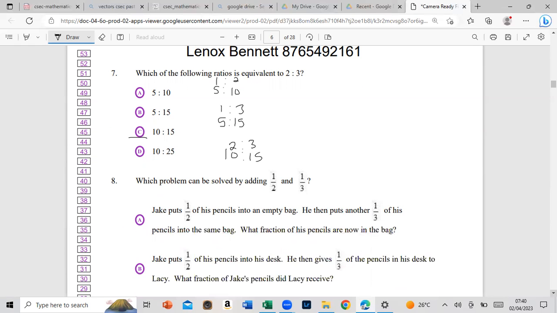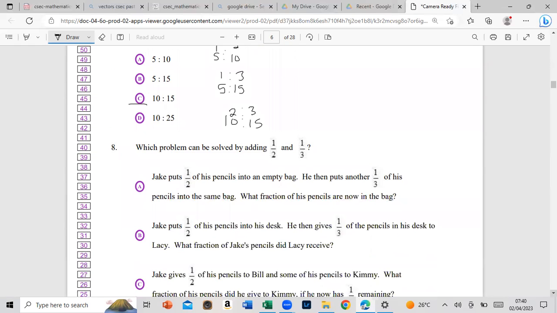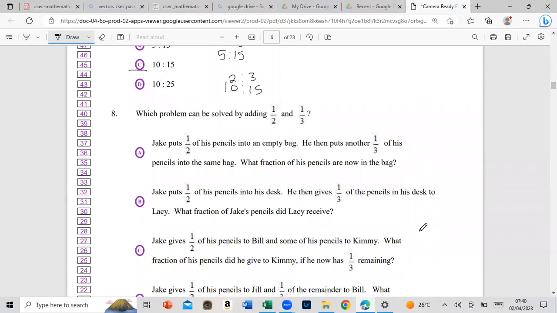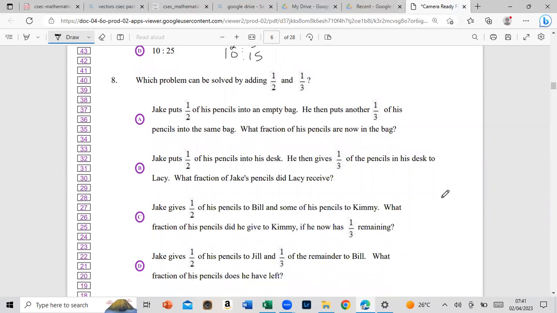Which problem can be solved by adding a half and 1/3? So we need to read these carefully. Let me just go to each, and I'll read it. Read along with me, guys. Jake put half of his pencil in an empty bag. He then puts another 1/3 of his pencil into the same bag. What fraction of the pencil is now in the bag?